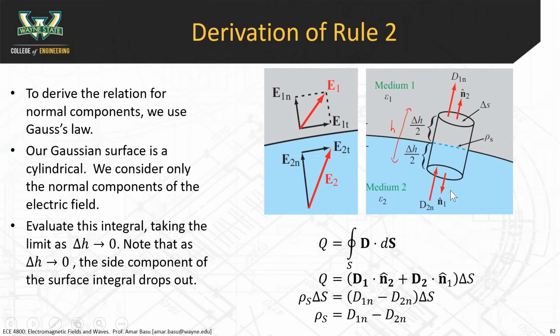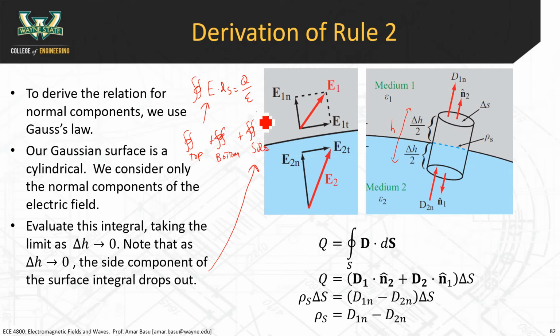So remember, in Gauss's law, you have to take the surface integral of E dot ds, which is equal to Q over epsilon. This is the surface integral on the closed contour. So the surface integral is going to be composed of the surface integral on top, plus the surface integral on the bottom, plus the surface integral on the sides. All right, so what we're saying here is by making h go to 0, the side component of the surface integral will drop out. So we're only taking the surface integral on the top and on the bottom. Okay, so that's where we're getting this.